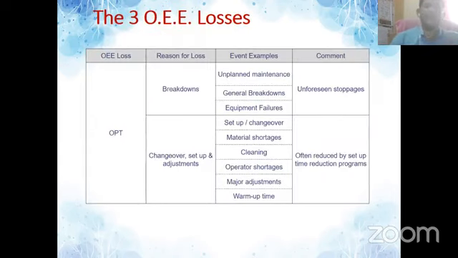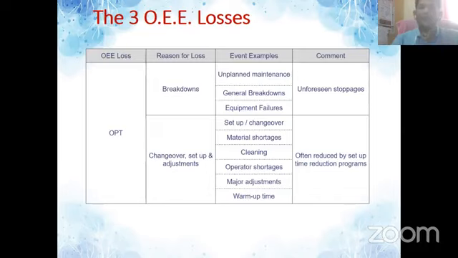There are different categories and reasons for the OE losses. These losses can be found on the shop floor or on the lines, like OE losses, like OPT losses. There are reasons like breakdowns. There may be unplanned maintenance, general breakdowns, equipment failure.